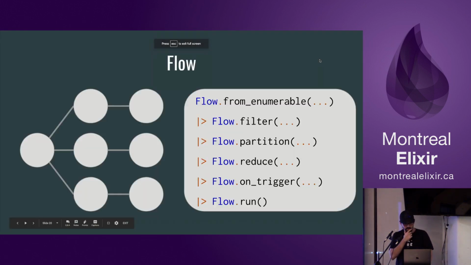So, okay, there was the code. I'm coming back to the drawing of the flow, and here's the code with the steps from Flow that we just did. I have the from_enumerable to get my data, the filter that I'm doing, the partition that I'm going to explain, the reduce, on_trigger, and run. It's the same steps that I had in my circles to explain Flow.